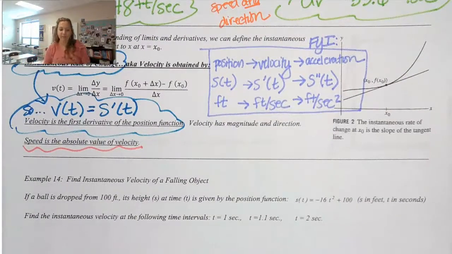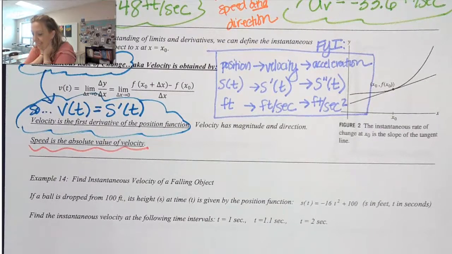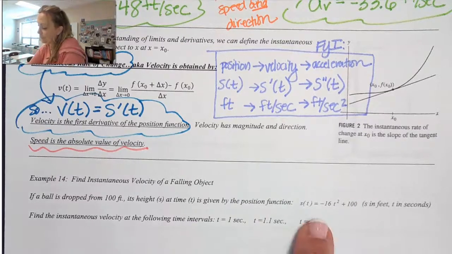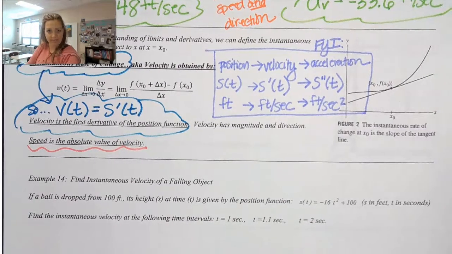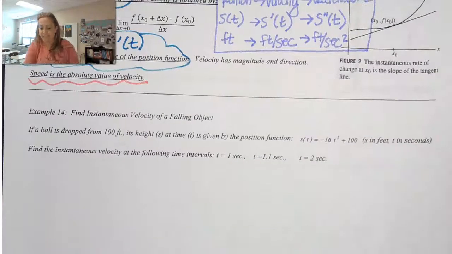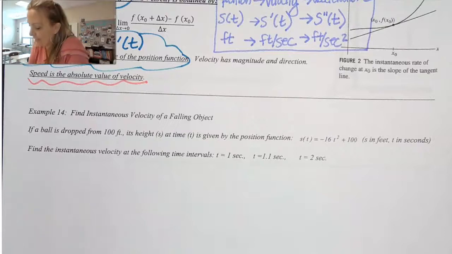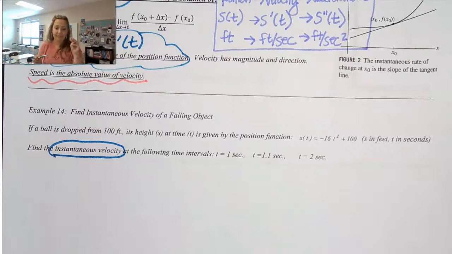So example 14 wants us to find the instantaneous velocity of a falling object. It says if a ball is dropped from 100 feet, its height s at time t is given by this position function, s of t equals negative 16t squared plus 100, where s is in feet, t is in seconds. Familiar, right? Because it's the exact same wording as example 13. The difference is that this time they're asking for the instantaneous velocity at 3 specific times.